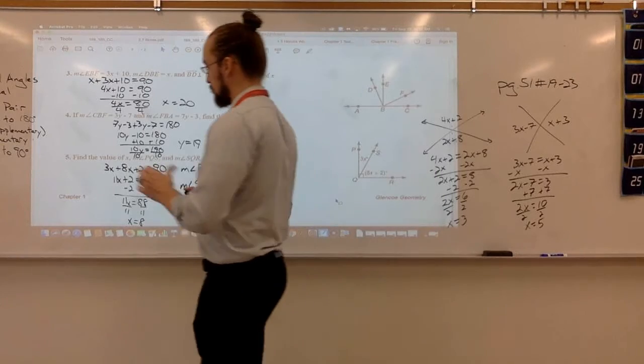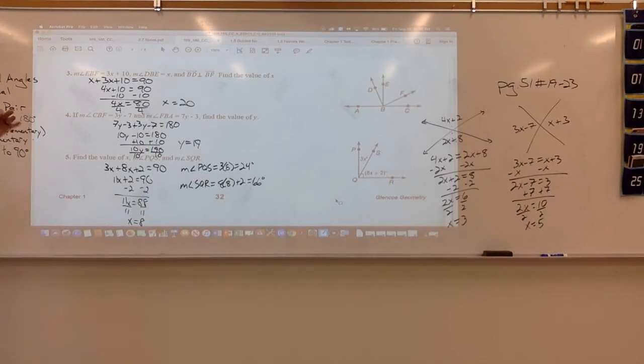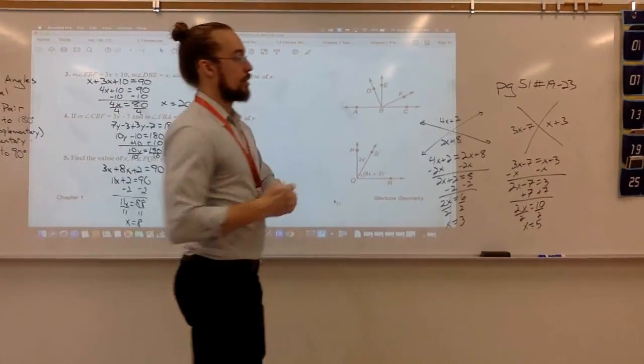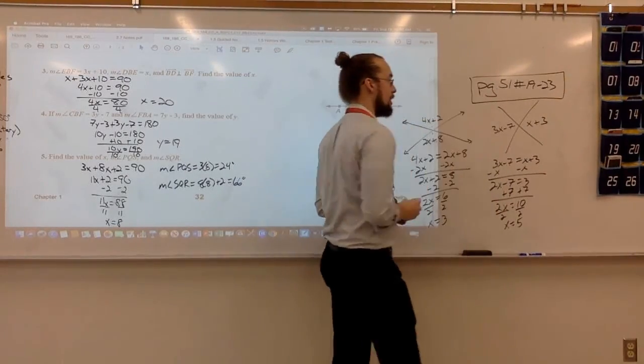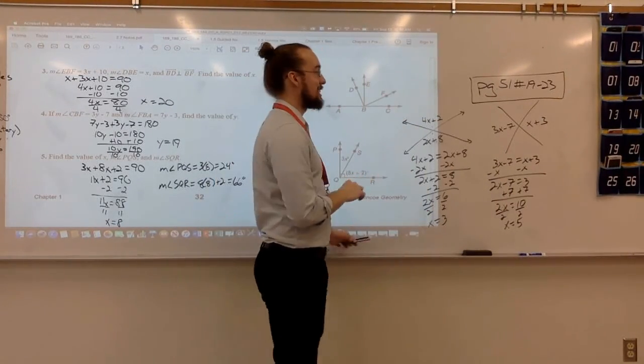All right, so the three possibilities: either the angles are equal if they're vertical angles, they add to 180 if they're a linear pair, or they add to 90 if they make up a right angle. Okay? Your homework is these 5 problems right here. Page 51, numbers 19 to 23.